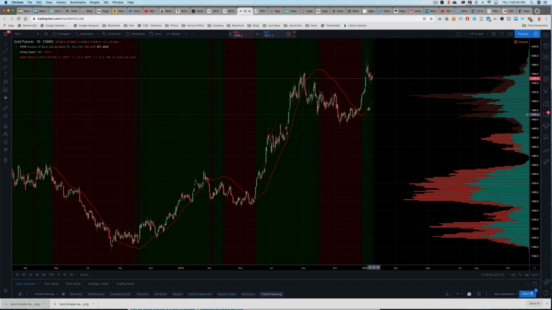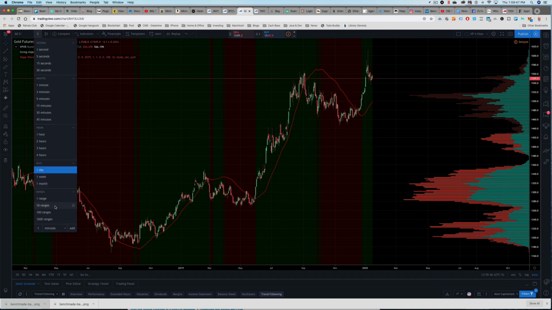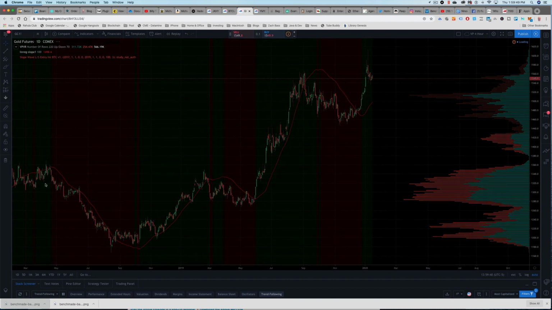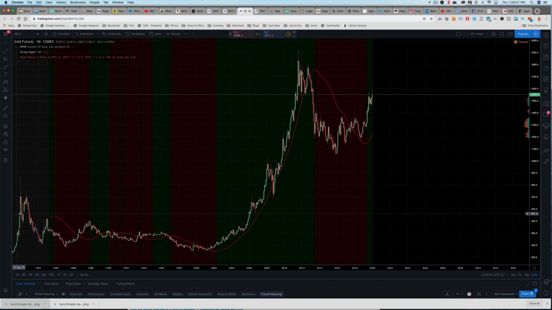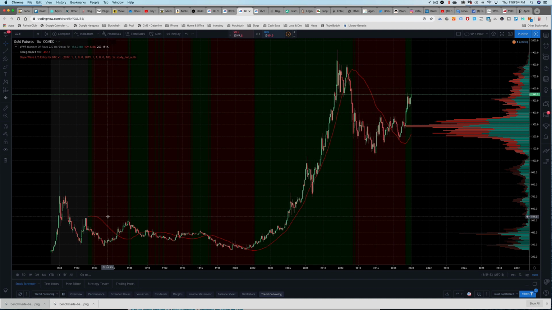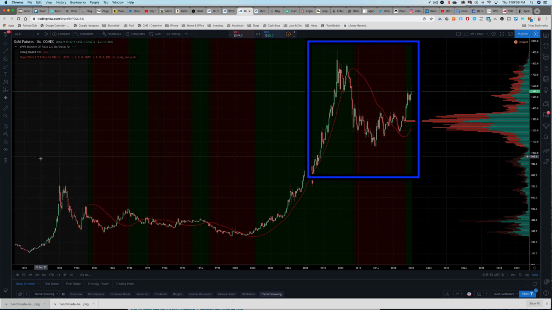This looks like what we saw back way back here. That looks more like that. That, just a smaller version, looks like that.